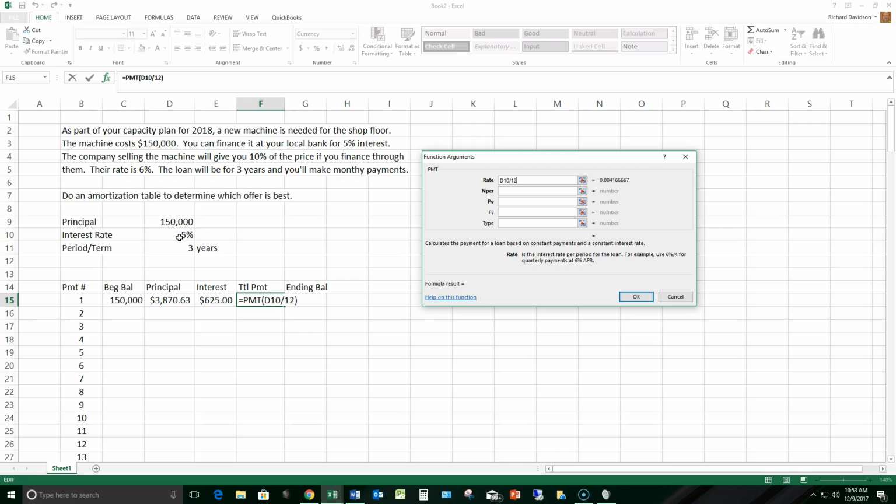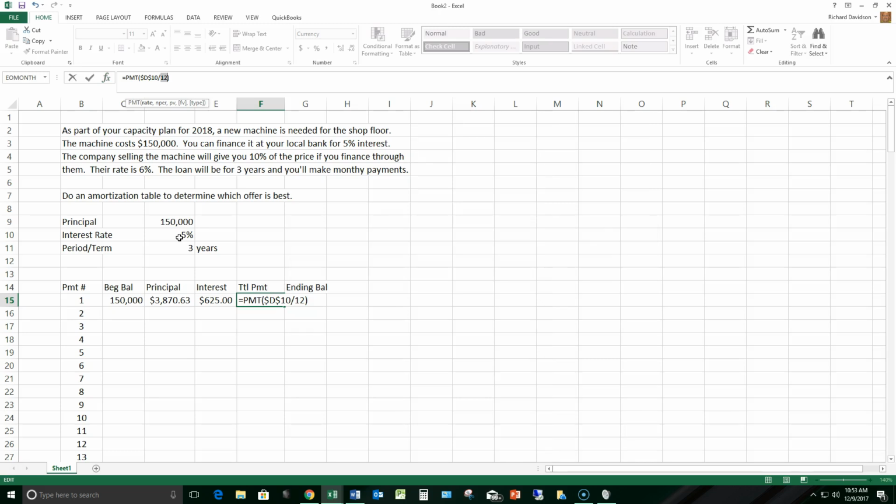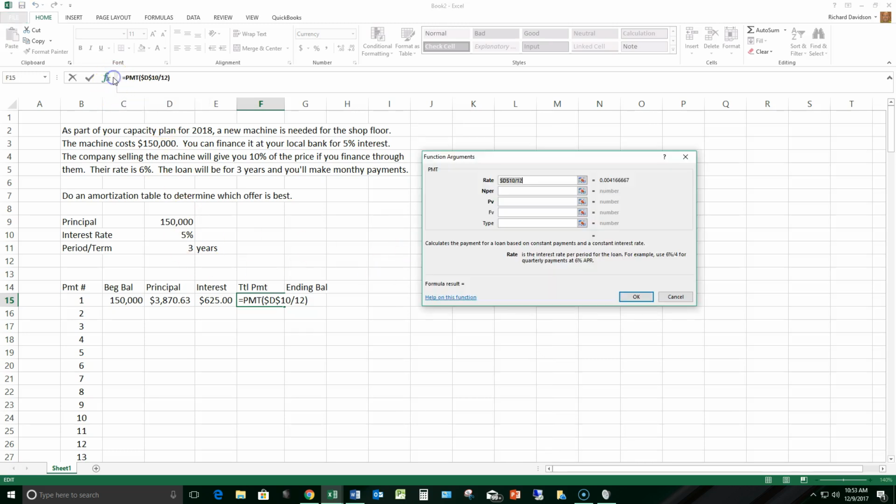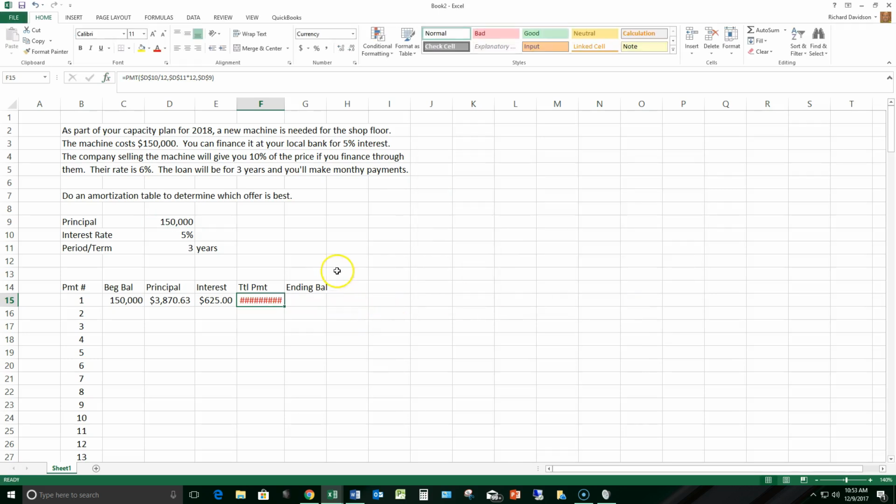the rate divided by 12. Again, I'm going to freeze it. I hit enter too soon. The number of periods, 3 times 12. I'm going to freeze it. And the present value, 150,000, I'm going to freeze it. Notice these two are not bold. We are not going to use them.